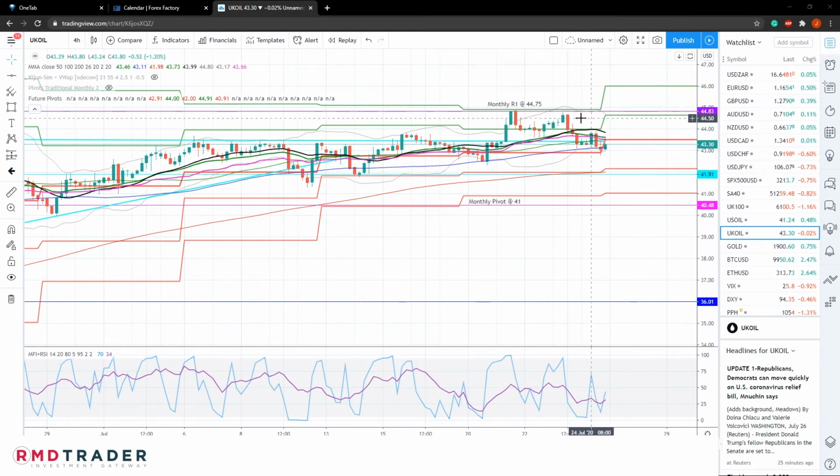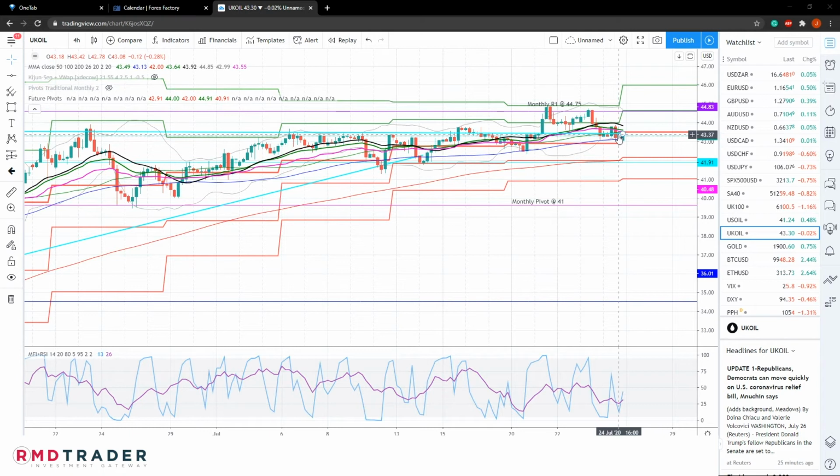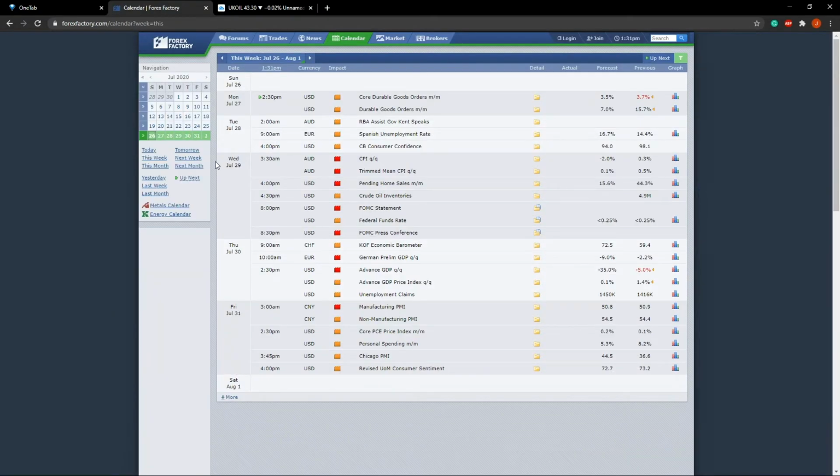And of course, we still have a very strong support at $41. That would be our monthly support level should price break even lower to that area. And then of course, as I've mentioned earlier in the video, there is crude oil inventories on Wednesday. So just keep an eye out for that as well.